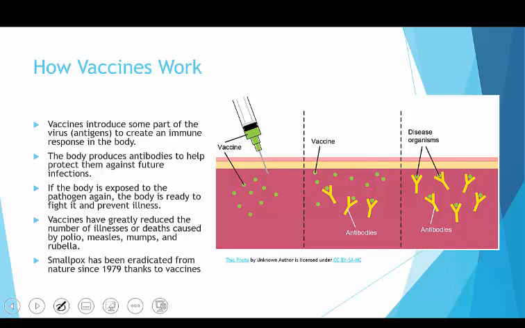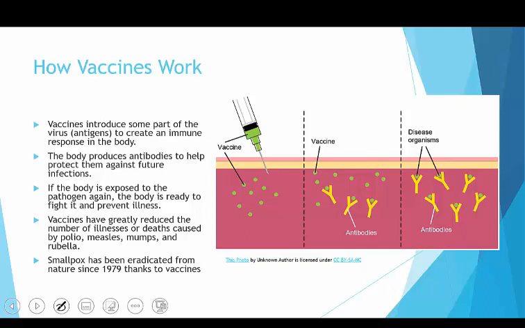If the virus is introduced into the body again, the immune system is ready to defend against it, and most people do not get sick a second time. And if they do, the symptoms are usually milder. There are exceptions to this, but it's generally what happens. Vaccines have been used a great deal to reduce the number of illnesses or deaths due to viruses.